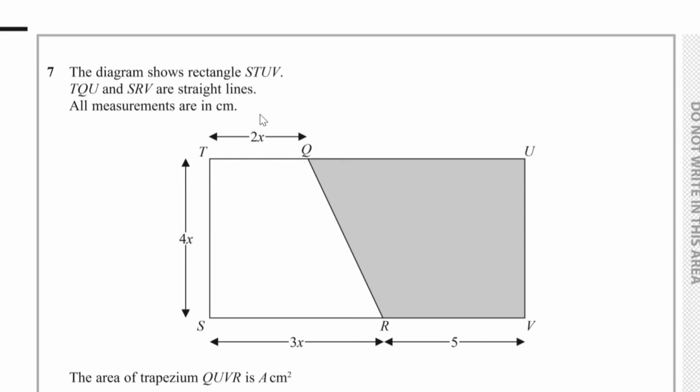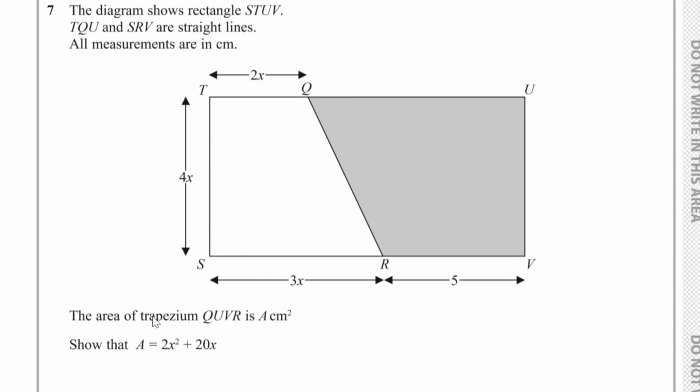Question number 7. The diagram shows rectangle STUV. SRV, QU and ST are straight lines, all measurements are in centimetres. The area of the trapezium, QUVR, is A centimetre squared, and we have to show that A equals 2x squared plus 20x. Well, what we need to do is find out the length of the trapezium.